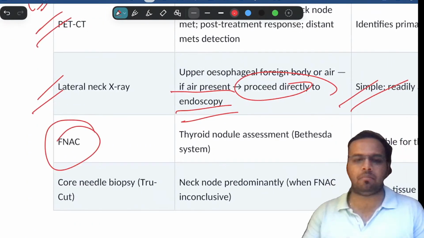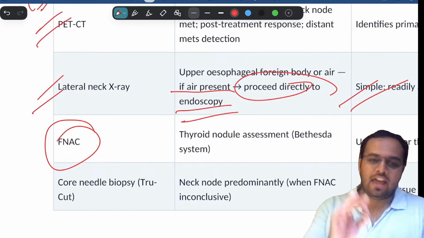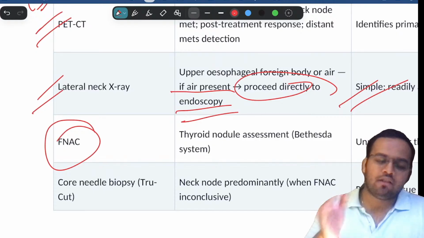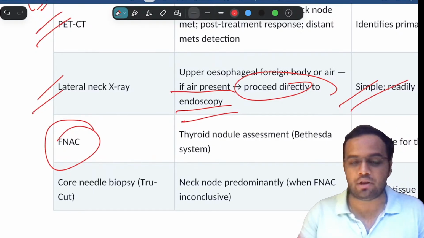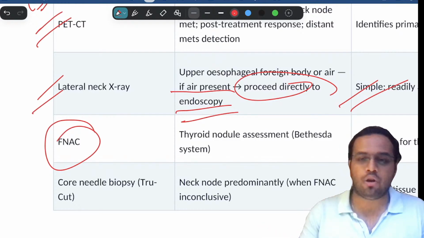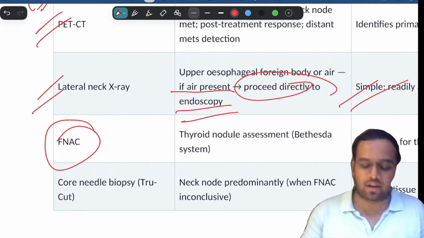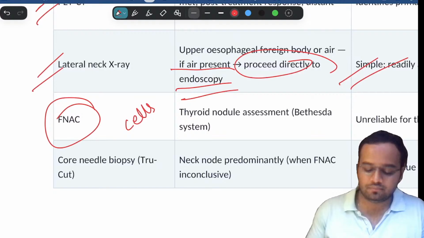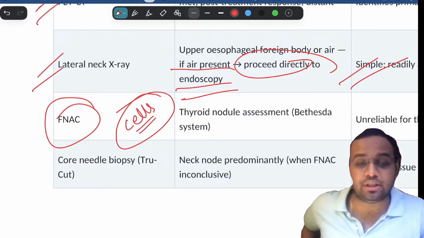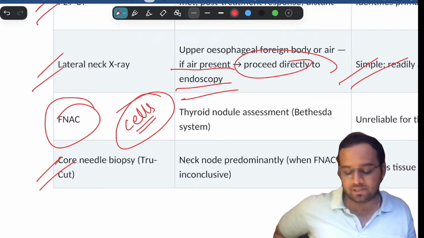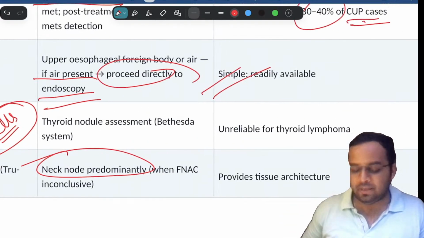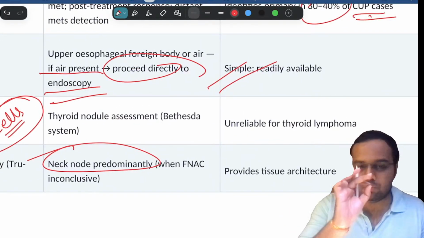FNAC, always remember FNAC for thyroid and lymph nodes. We are going to talk in detail about how to do FNAC, and what the indications of FNAC in a thyroid nodule are, when we discuss thyroid. And always remember that FNAC is only going to tell you about the cells. It is not going to tell you about the tissue. So whenever you need to get a tissue, you need to do what is called a core needle biopsy, predominantly when neck nodes are involved and FNAC is inconclusive or you need a tissue biopsy.